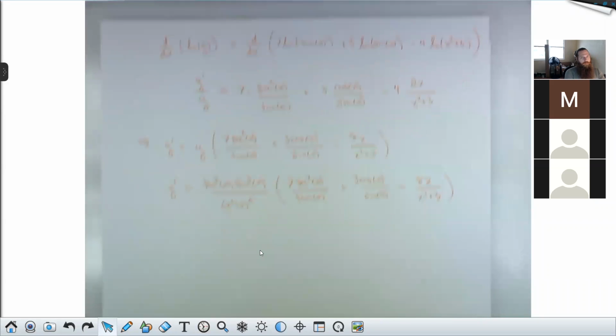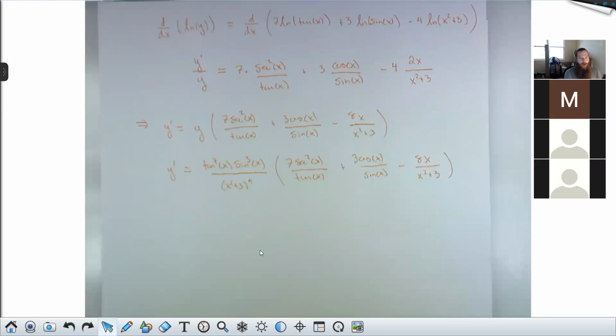Questions on this example? Is there anything we'd like to look at more carefully? Are there any pieces here that we're wondering about? Can you explain how you got 2x over x squared plus 3?